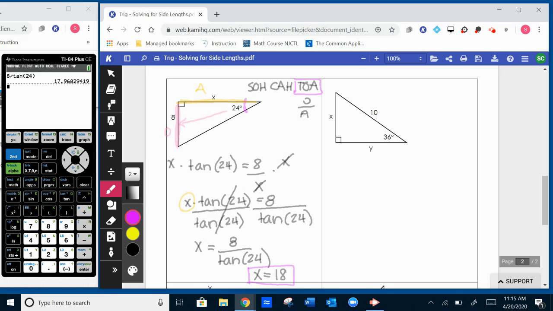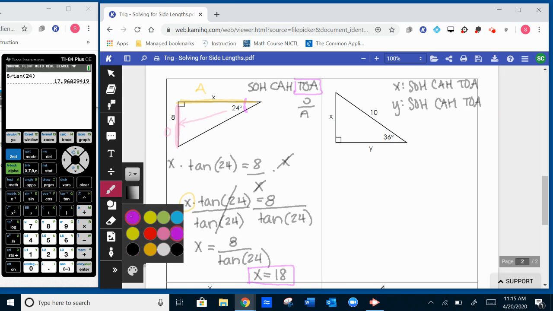And then the next 3 problems, we are going to step it up a notch by using an x and a y variable. So for the first one, I'm going to set up SOHCAHTOA twice to see the 2 different ways that we're going to have to solve it. So I'll start with the x. I'm going to mark my reference angle. The x is opposite. Here's my hypotenuse. And then my y is going to be the adjacent side.